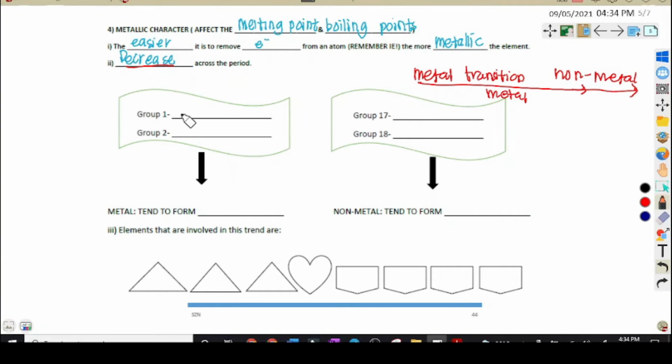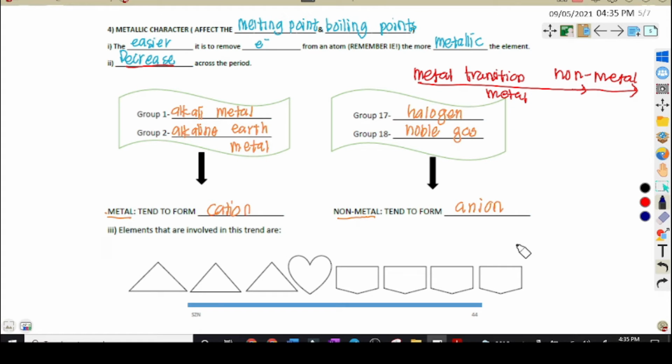non-metal elements. For group 1 and group 2, the other names would be the alkali metals and alkaline earth metals. For the non-metals, we are just going to discuss group 17 and group 18, which would be the halogens and noble gases. As you already know, metals tend to form cations, but non-metals tend to form anions.